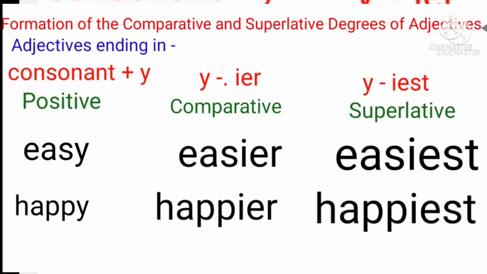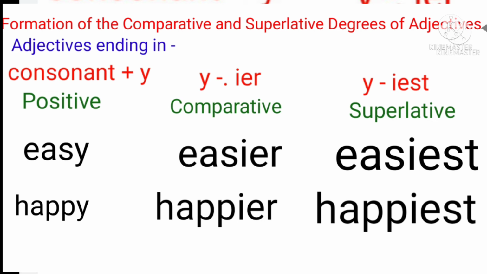Okay, so you have to remove Y, and what you have to add instead of Y? You have to add I-E-R. And where the comparison is among more than two things, then instead of Y you have to write I-E-S-T for superlative degree. So it will become easiest.